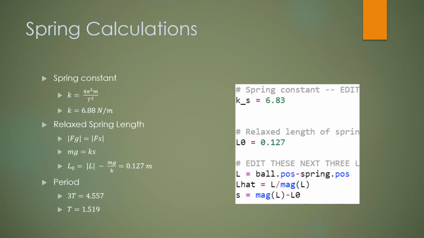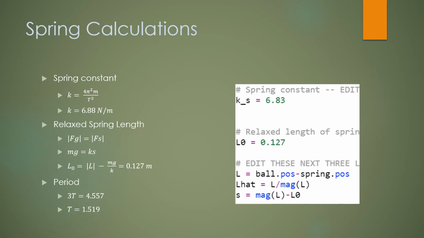There are some characteristics of the spring that we still need to calculate. The spring constant K is calculated as 4 pi squared times the mass divided by the period T squared. We find that K is equal to 6.88 newtons per meter. We also need to find the relaxed spring length, L naught. We know that the magnitude of the force of gravity is equal to the magnitude of the spring, and from there we can calculate that L naught is equal to the magnitude of L minus mg over K. We find that this value is 0.127 meters.